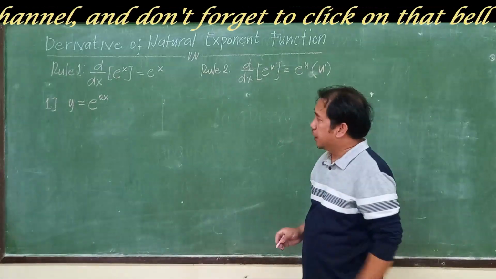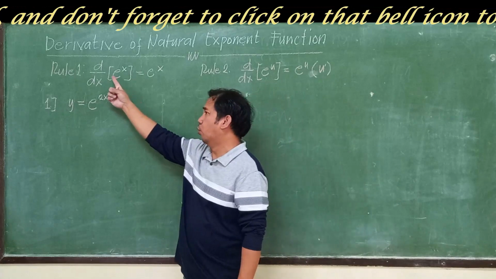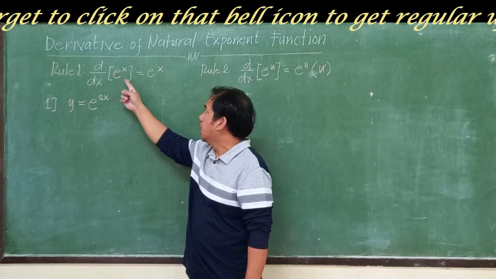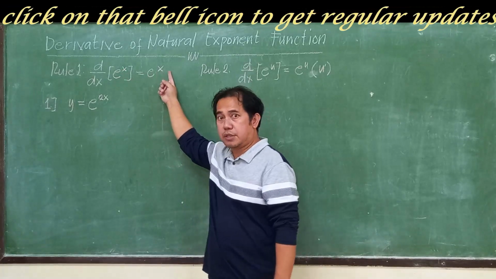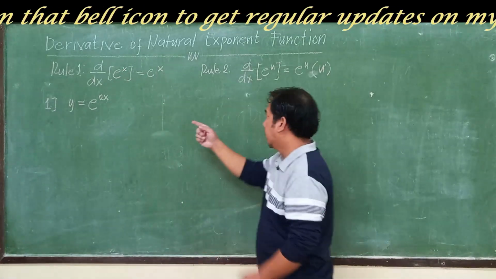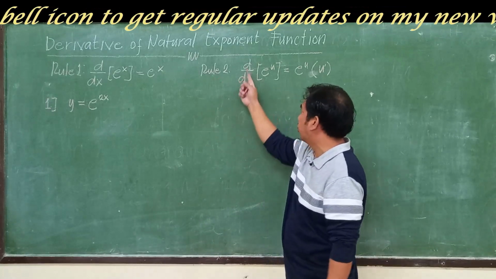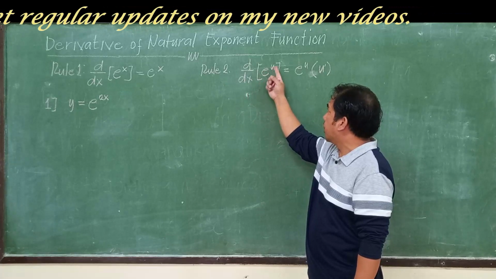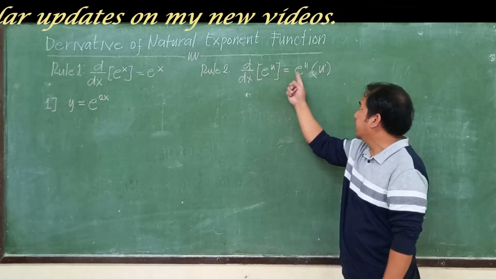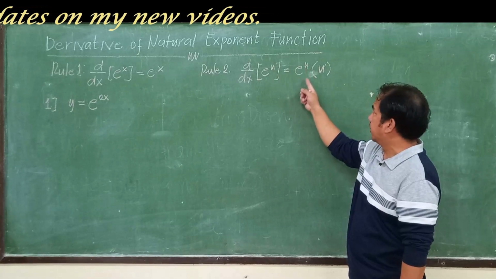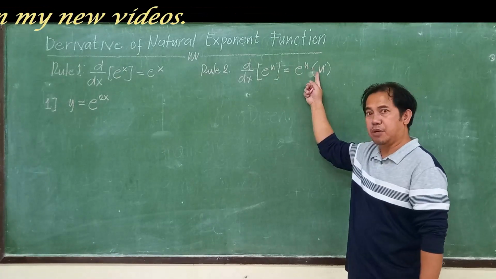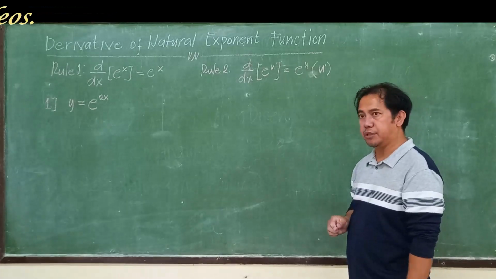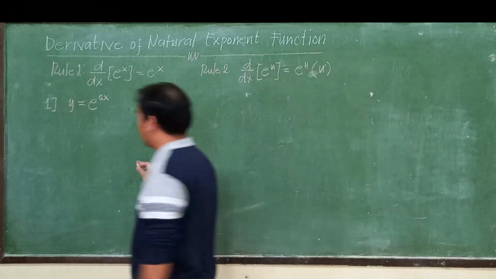In rule number 1, d over dx of e raised to x is the same as e raised to x. So it's a shortcut. Now notice in rule number 2, d over dx of e raised to u is equal to e raised to u multiplied by the derivative of u, which is the same as u prime. To further illustrate, we have in here the number 1.